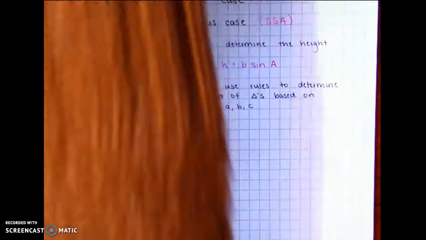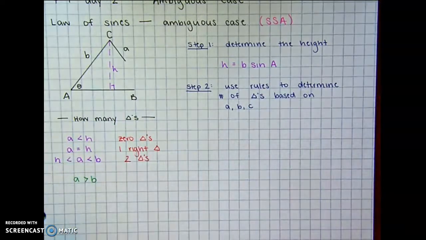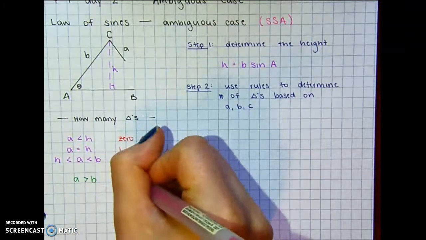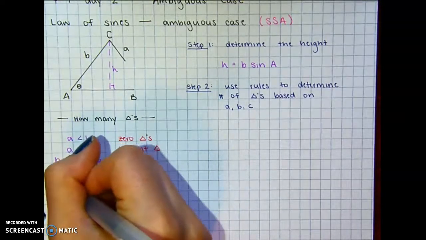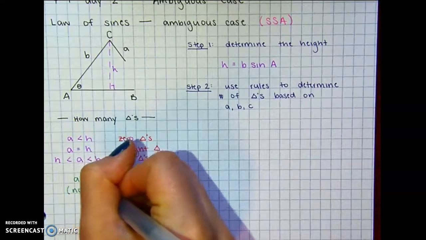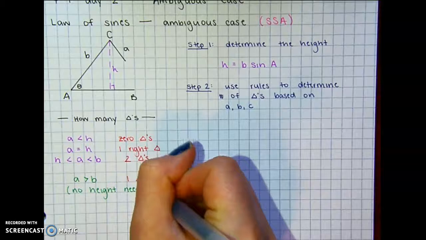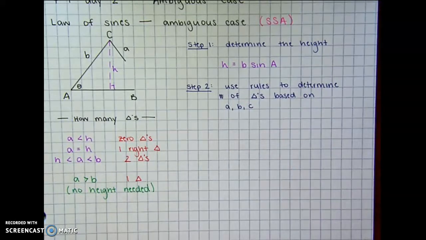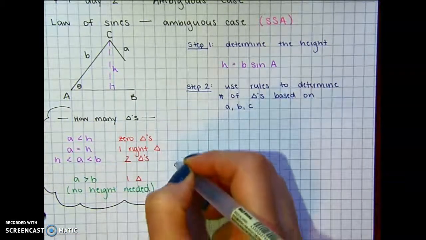And then the last thing is if A is bigger than B, there's one triangle and no height is needed. So if A is just bigger than B, there's just one triangle. You don't need a height because you'll be able to solve it. So you just don't even have to worry. Alright, so those are the rules that you need to know.